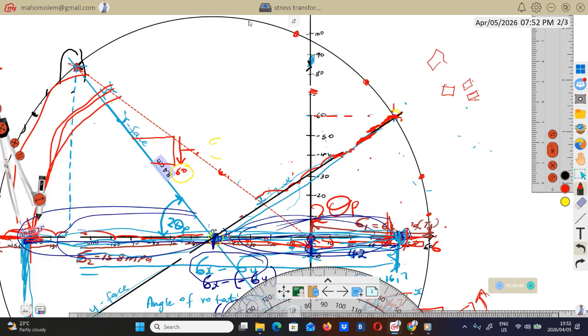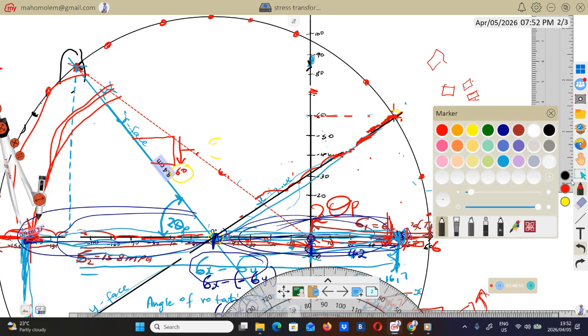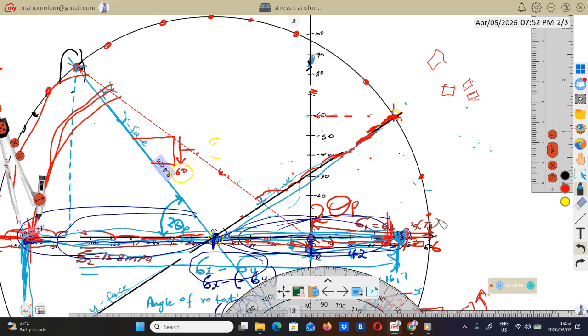So this point represents the shear stress at different planes or inclines or angles, like this. So the shear stress at this point will measure the vertical distance from here to there. Shear stress at this point measure vertical distance from there to there. Shear stress at this point, and so forth.